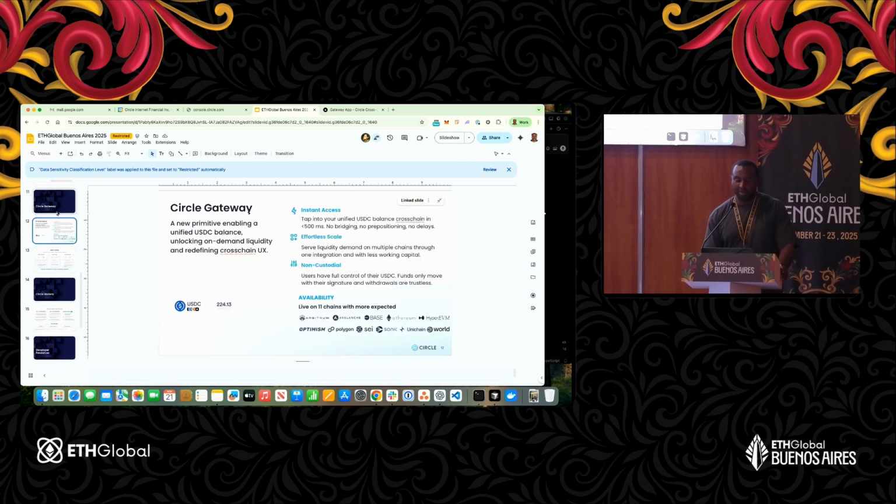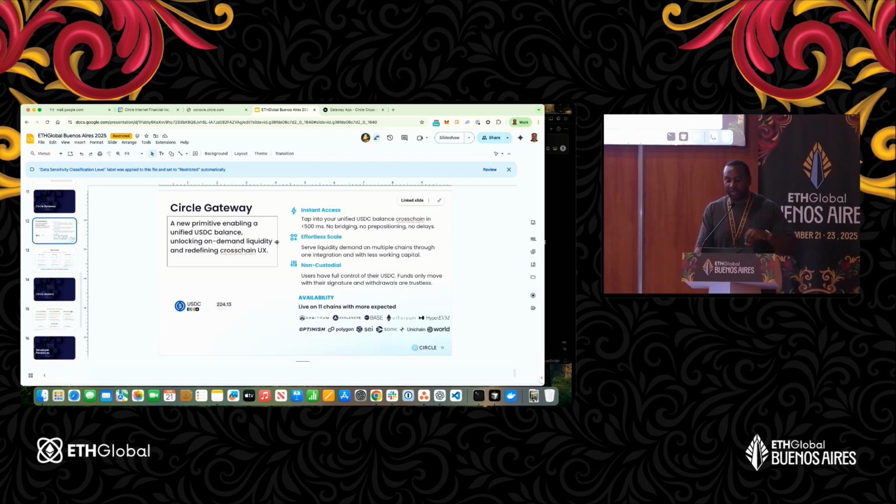We'll jump into Circle Gateway, and like I mentioned earlier, we're live on 11 chains right now, and like I said, it allows you to consolidate your balances into one and then zap that money over to whatever chain that we support. And doing it starting on Arc to another chain or multiple chains is a very visceral experience of money movement. It's so fast.